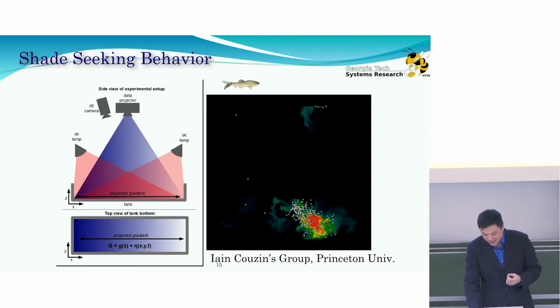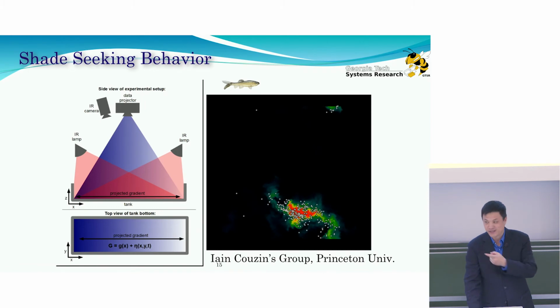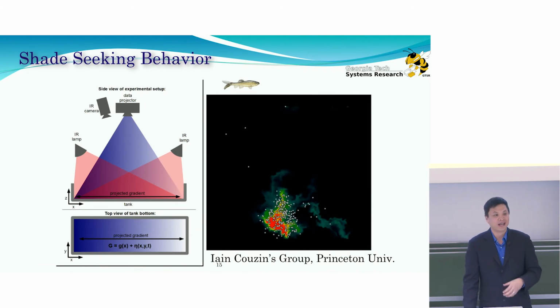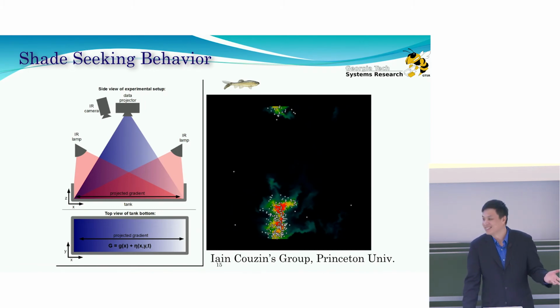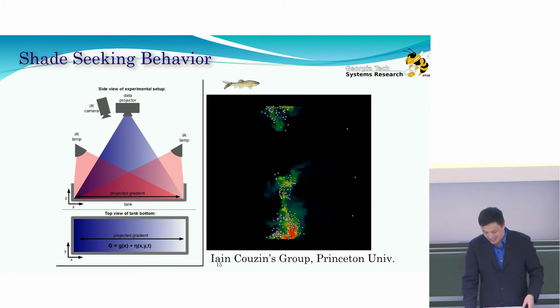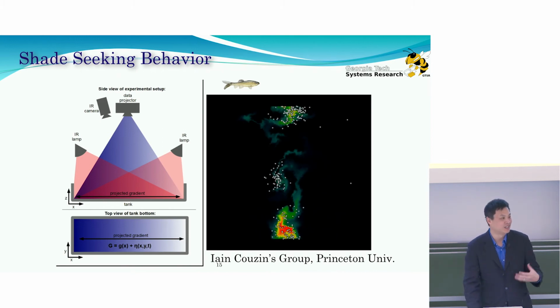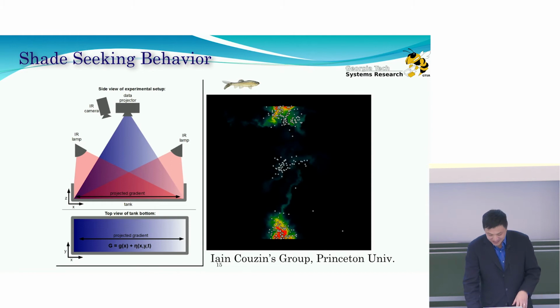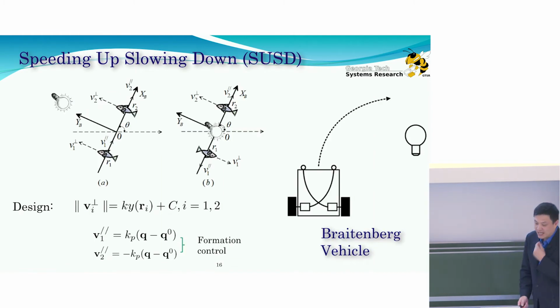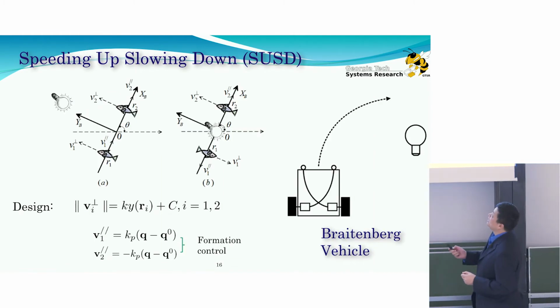And I took this idea. I realized that, this is Ian's comment, I don't think the fish are calculating gradients. That's exactly his comment. OK, so what are the fish doing if they're not calculating the gradients, right? So it turns out that the fish use something called a speeding up and slowing down strategy.